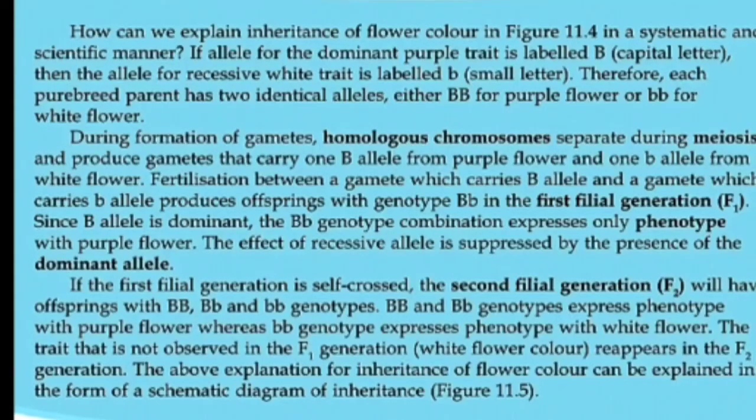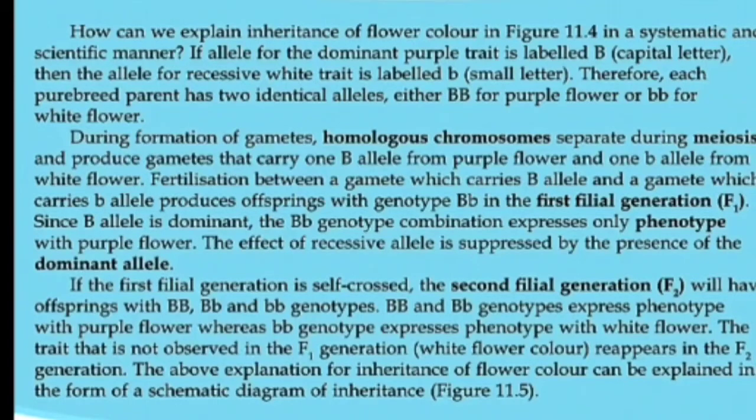So here, how can we explain inheritance of flower color in figure 11.4 in a systematic and scientific manner? So, if allele for the dominant purple trait is labeled B, capital letter, then the allele for recessive white trait is labeled B, small letter. So the dominant purple is labeled B, capital letter, and the recessive white trait is labeled B, small letter. Therefore, each purebred parent has two identical alleles, either double B capital letter for purple flower or double B small letter for white flower.